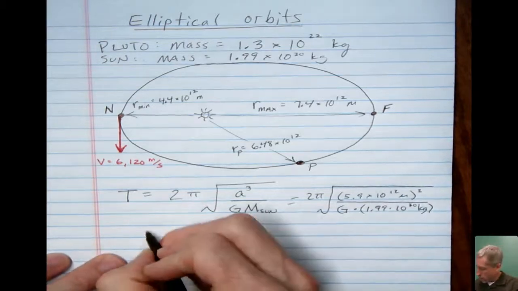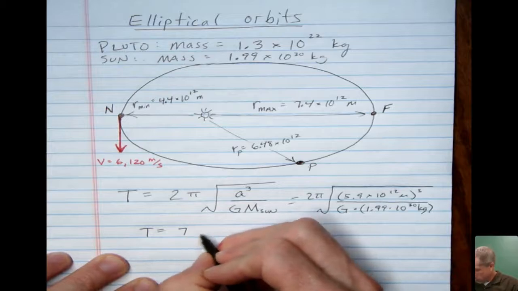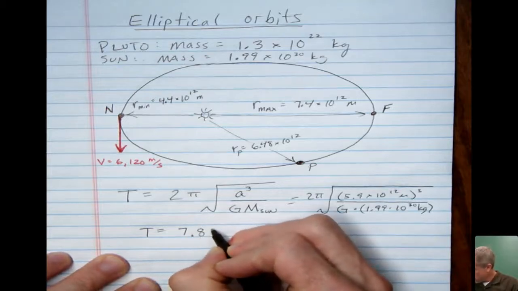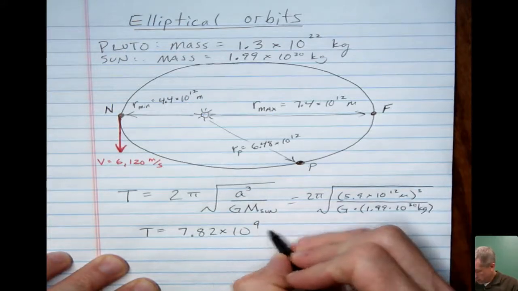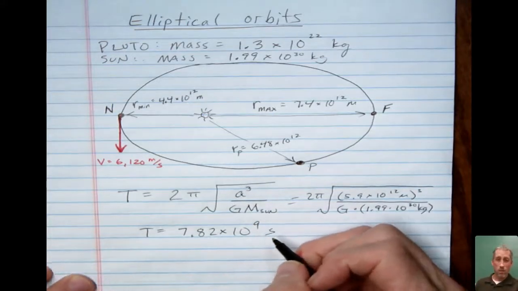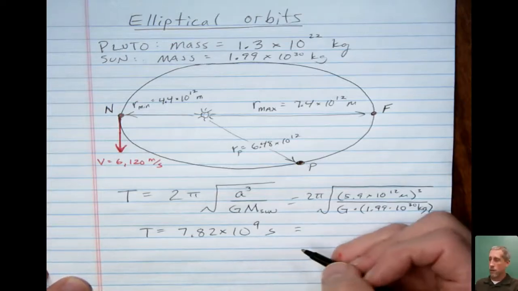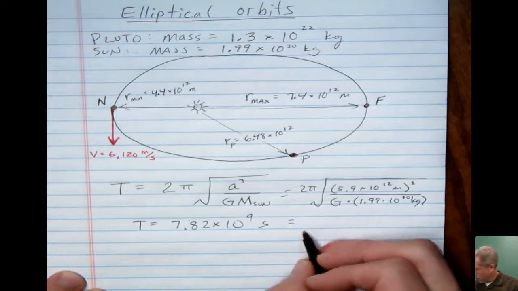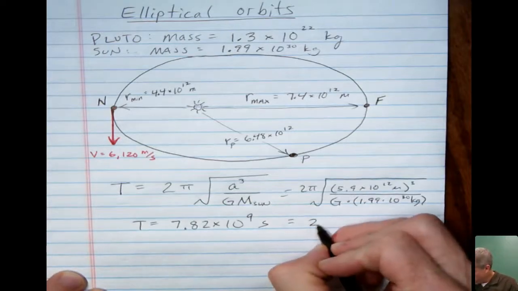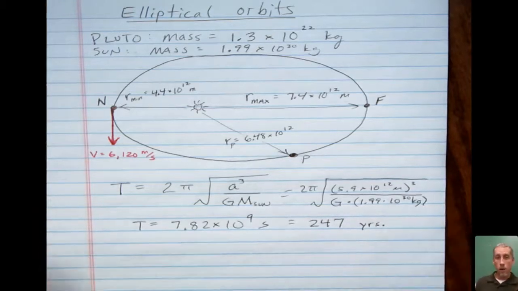So you crank all this through, and you get a kind of an ugly number, 7.82 times 10 to the 9 seconds, which is not a very convenient unit to measure in. So we would certainly convert that into something better like days or years. It turns out in this case, you could divide by the number of seconds in a year, and you're going to get about 247 years. Now those are Earth years that we're talking about.